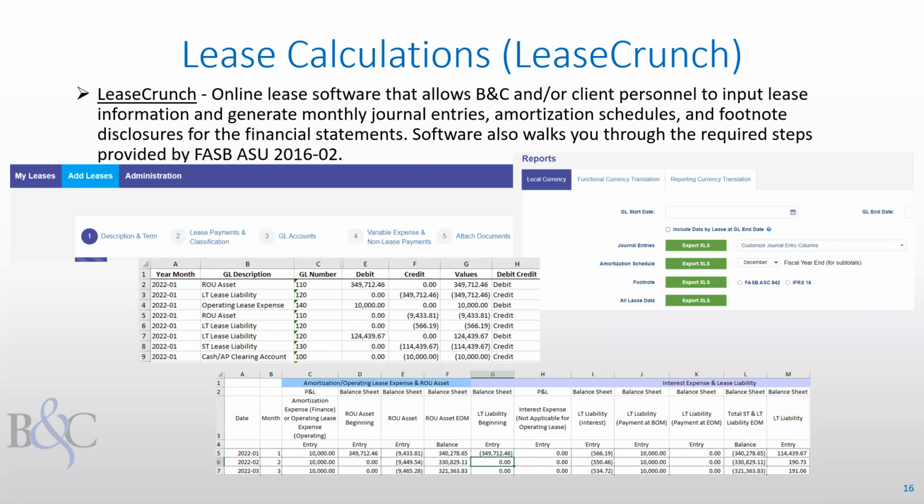And here at Bowers, we use Lease Crunch. This is an online lease software that allows us at Bowers and or the client to input lease information and generate monthly journal entries, amortization schedules, and footnote disclosures for the financial statements. So this is something that we use. It's available. Any of our clients can, we can assist any of our clients in the lease calculations. This is very user-friendly. Input the information that you need. The output is very easy to use and to create journal entries.